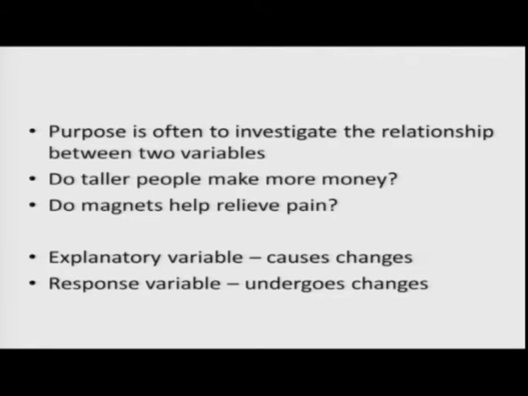So, here usually your purpose is often to investigate the relationship between two variables. Some questions like, do taller people make more money? So, the variables here are a person's height and the money they make. The second example, do magnets help relieve pain? So, using magnets is one variable, and pain relief is another variable. So, what is the relationship between these two variables? That is what you observe.